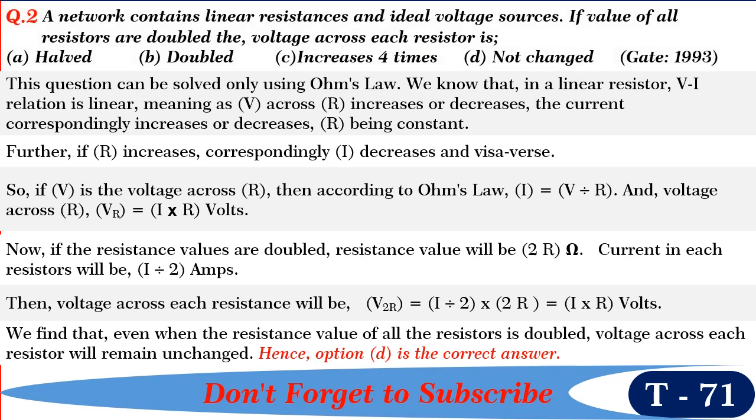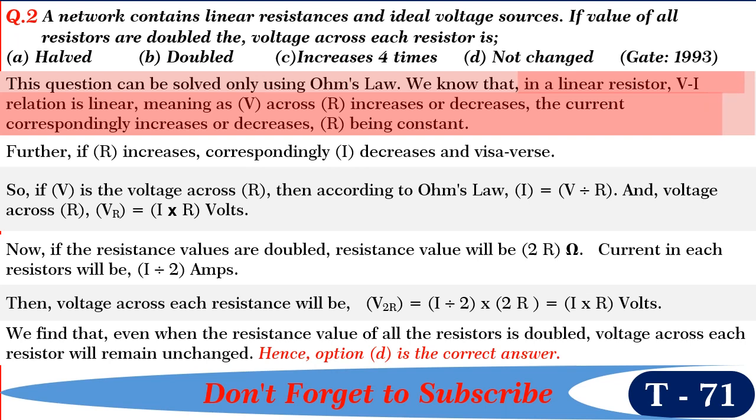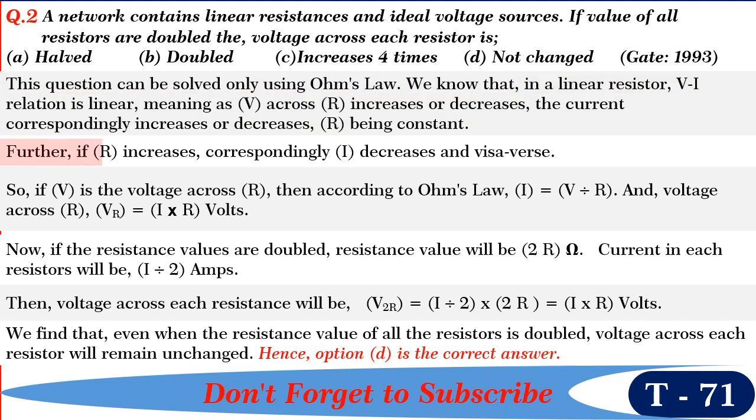It is given that the resistors are linear and the sources are ideal. Note that this question can be solved only using Ohm's law. We know that in a linear resistor, the V-I relation is linear, meaning as voltage across R increases or decreases, the current through it correspondingly increases or decreases, resistance being constant. Further, if R increases, correspondingly I decreases and vice versa.